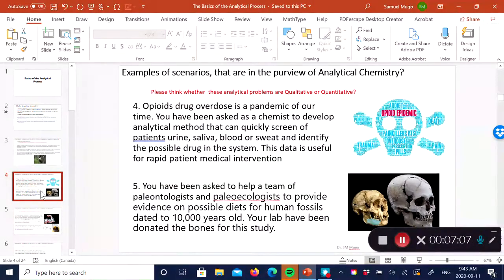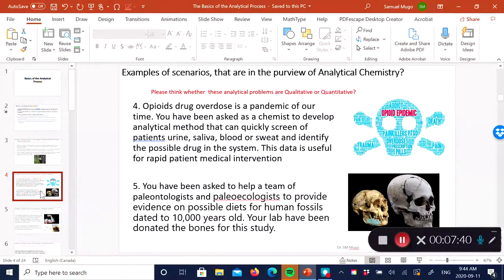So again, you have to think about what is the appropriate analytical method that can solve that problem. You want the result quickly, and yet you do not know what type of drug the patient may have been poisoned by. And as such, you can see this one is a qualitative type of chemical analysis. And depending on whether it is qualitative or quantitative chemical analysis is going to determine what type of analytical method that you're going to choose.